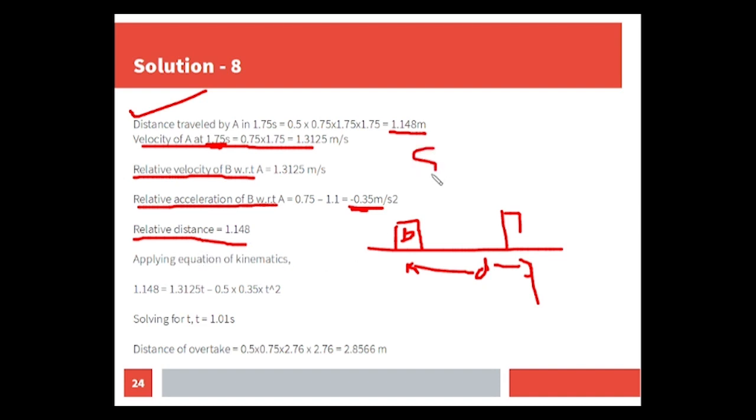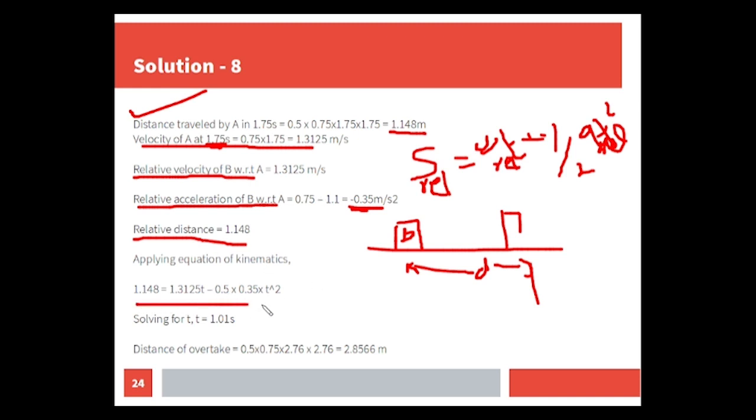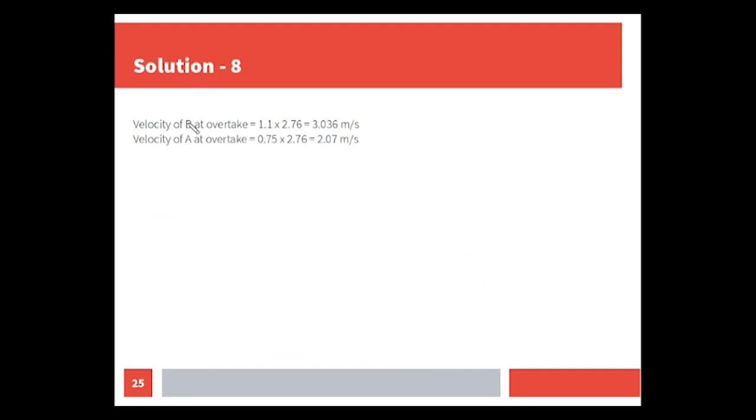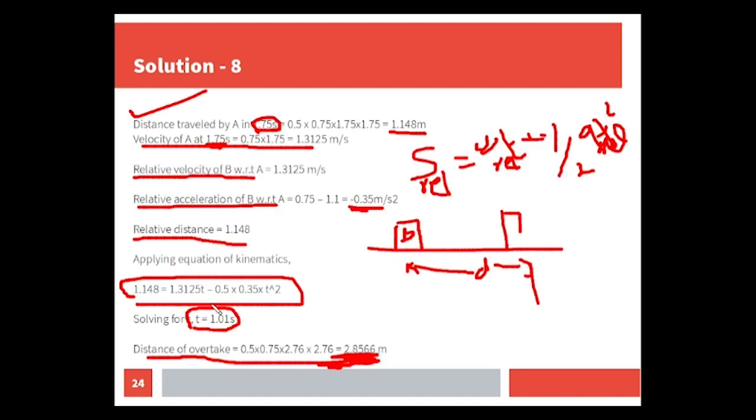Now we can use the kinematic equation S is equal to u t plus half a t square. Here we make everything relative: S relative, u relative, a relative. The time will never be relative. You can apply this equation and solve this quadratic equation, and we'll get the value of time to be 1.01 seconds. Then sum it with the time 1.75 seconds, and find at what distance B will overtake A. It will be 2.76 seconds. Similarly, we can find the velocity of B at the time of overtake and the velocity of A, just using the value of this time.